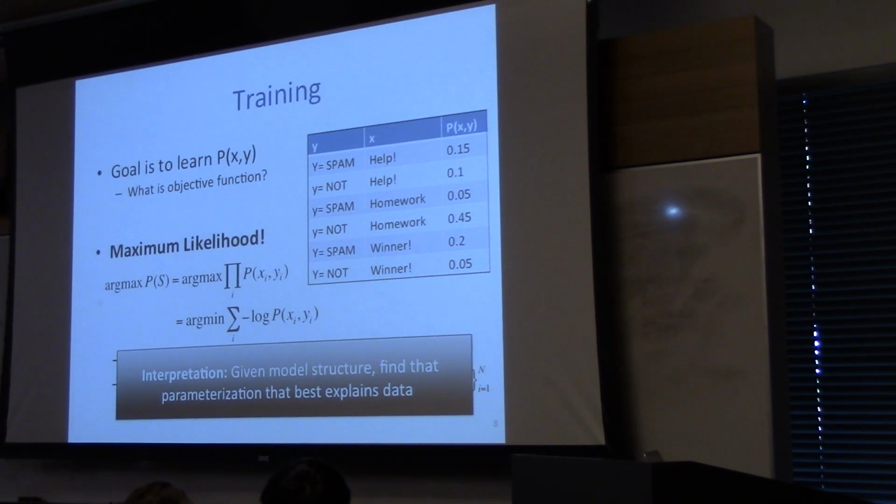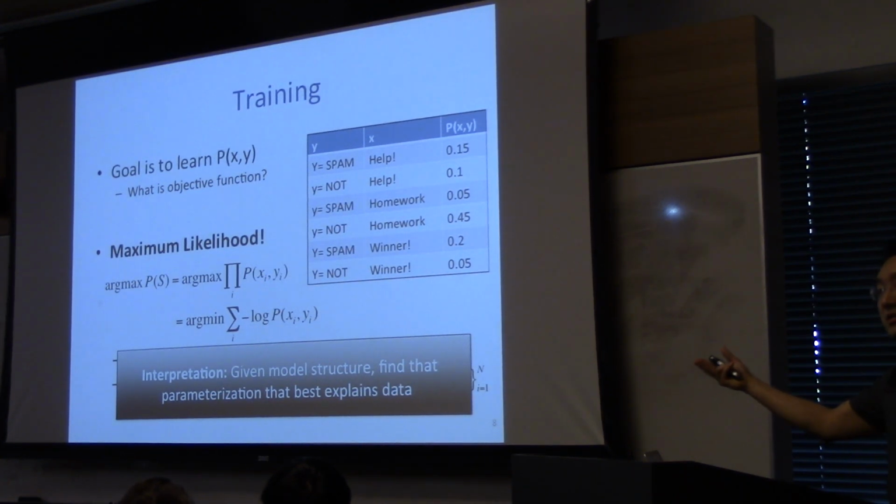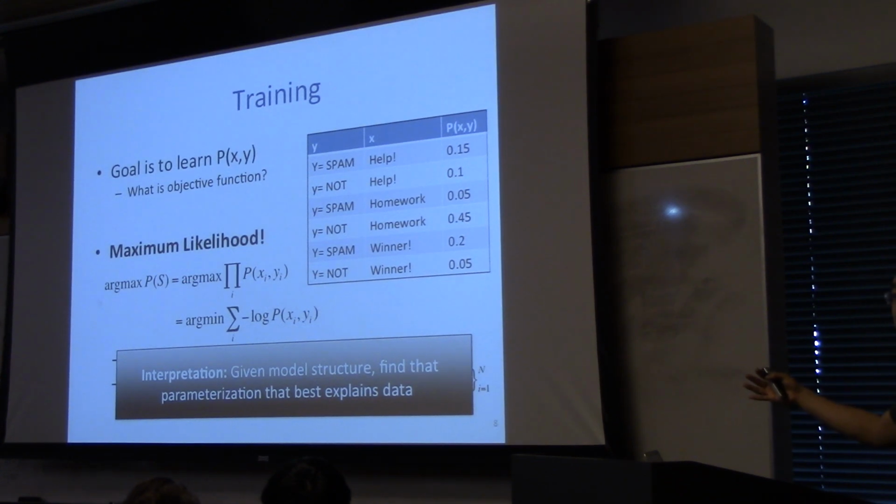So the interpretation of these probabilistic models is, given some model structure that I want to learn, find the parameterization that best explains the data. If my model structure is I only care about P of y given x, which is logistic regression, then finding the parameterization that best fits the data leads to minimizing log loss. That's the equivalence. If my model structure is I want to model the joint distribution, then I get something a little bit different that I'll show you in the next slide.